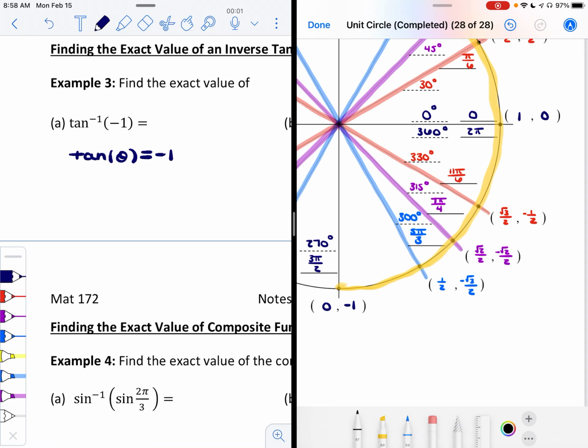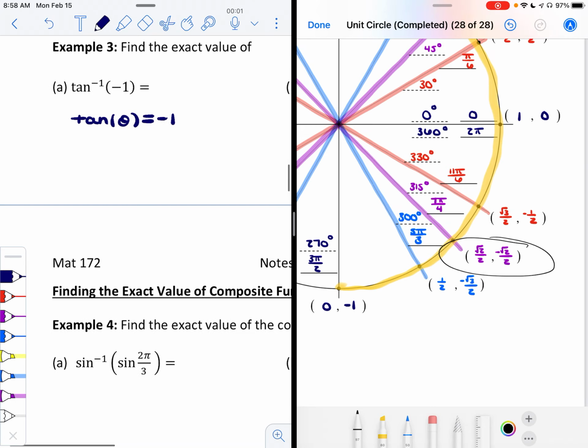And the only place that that happens is right here in quadrant 4 at 7 pi over 4. Our x value is a positive root 2 over 2. Our y value is a negative root 2 over 2. So of course, if you were to divide those, if we think tangent of 7 pi over 4, so negative root 2 over 2 over positive root 2 over 2, that would just give us -1, which is of course what we're looking for.